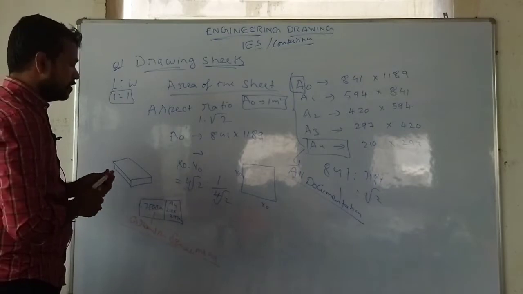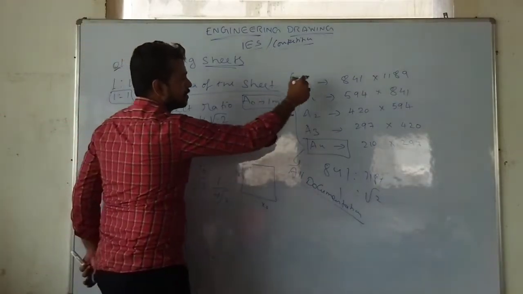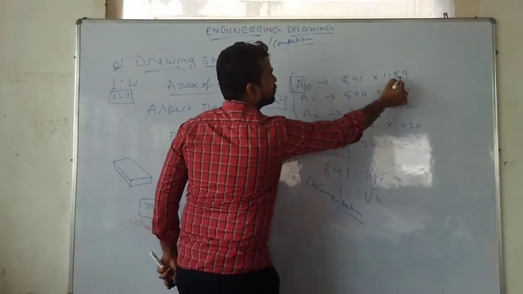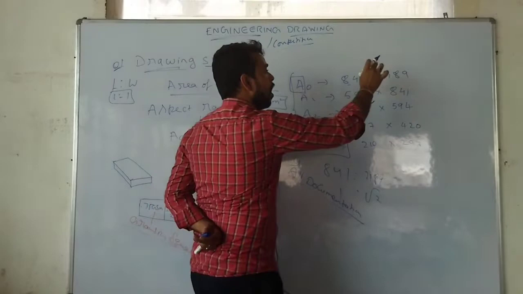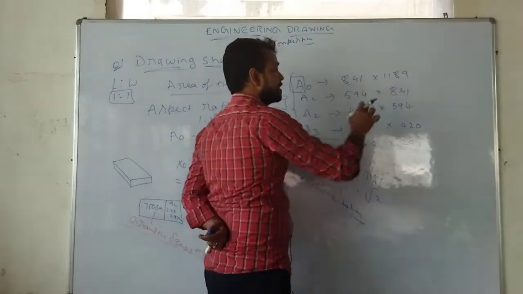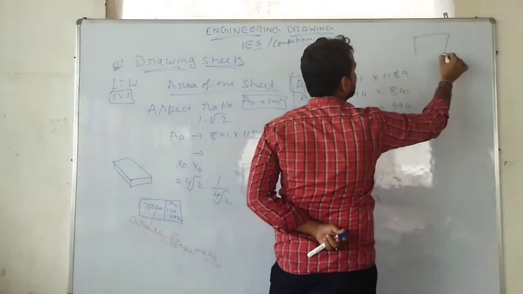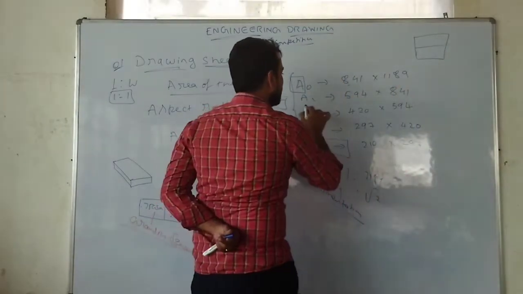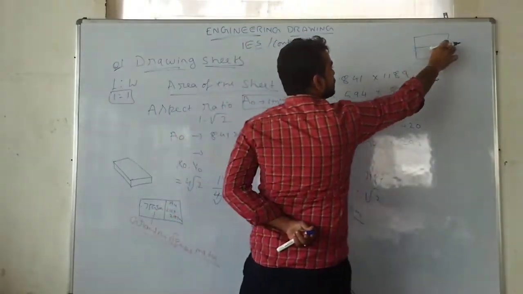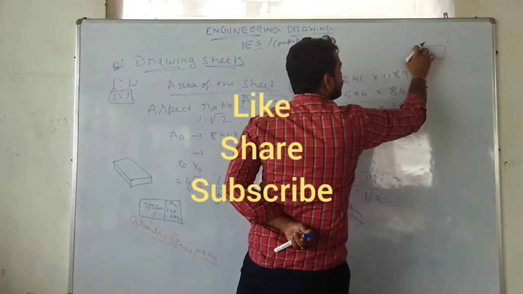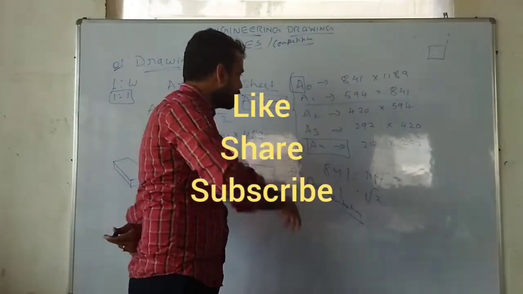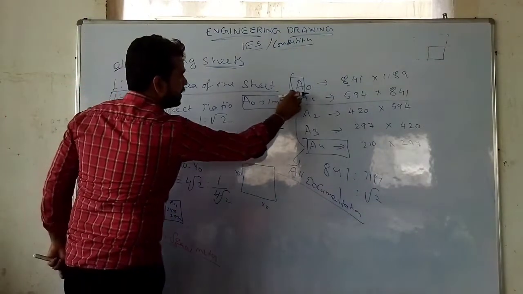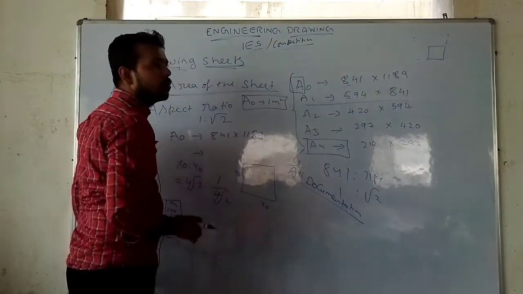And all these things are interrelated. A0 is 841 multiplied by 1189. If this is the sheet and you bisect it, I mean fold it, then you will get A1. Next, if it is folded like this, you will get A2. Next, A2 is folded, then you will get A3, and then A4. Like that it goes. So A0, A1, A2, A3, A4 are all interrelated.